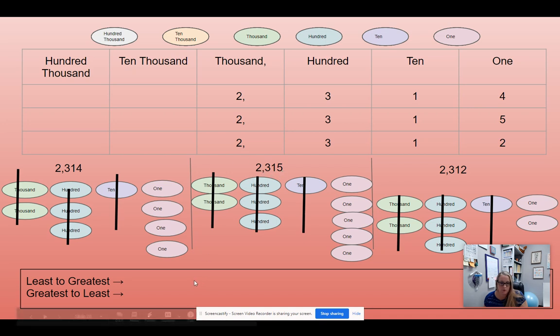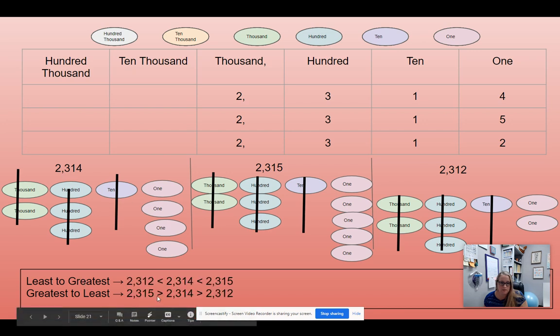If I wanted to do it in order from greatest to least, I would then write my numbers going from greatest to least. Again, all of these are the same, so I'm still only looking at my ones place. This one has 5 ones, 4 ones, 2 ones. Which one is the biggest? That's right, the 5 ones. So on the greatest to least, I would write 2,315 first. Then I'm going to write 2,314 is greater than, and then my final number, 2,312.